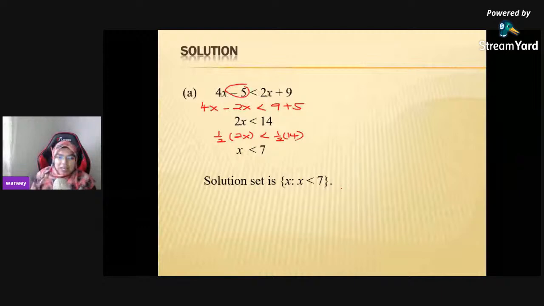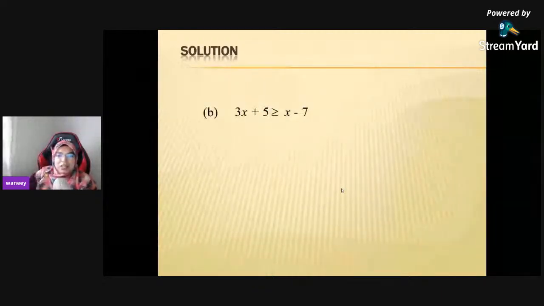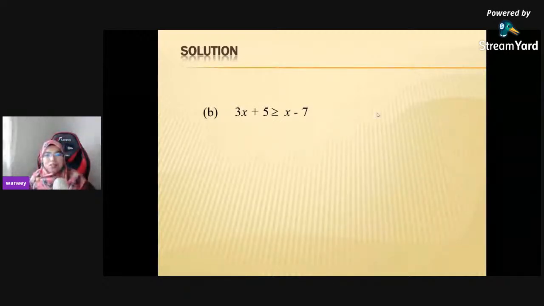Okay, so I have done A. Now it's your turn to do B. So B, we have 3x plus 5 greater than or equal to x minus 7. Now I'm going to give you around 1 minute for you to try the question, and after that, let us check whether you get the same answer as me or not. Always make sure you have x as the subject. Okay, so 1 minute.